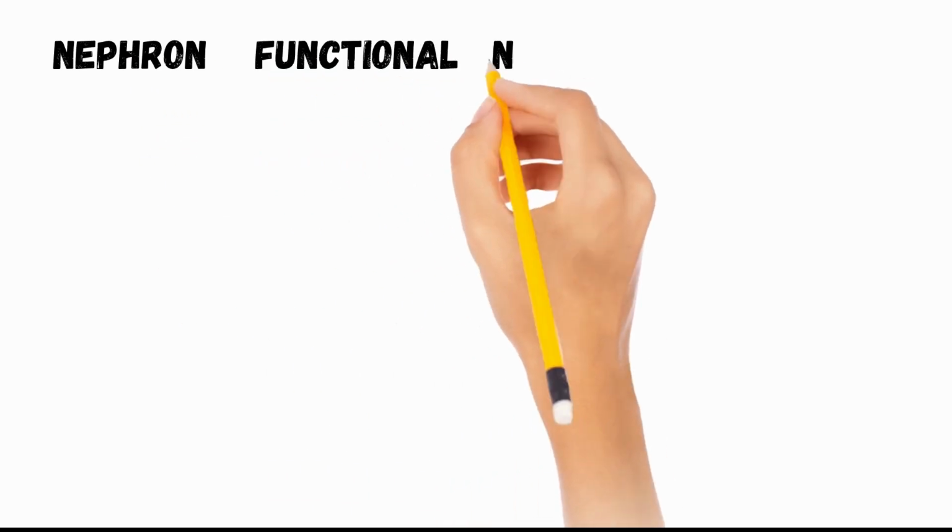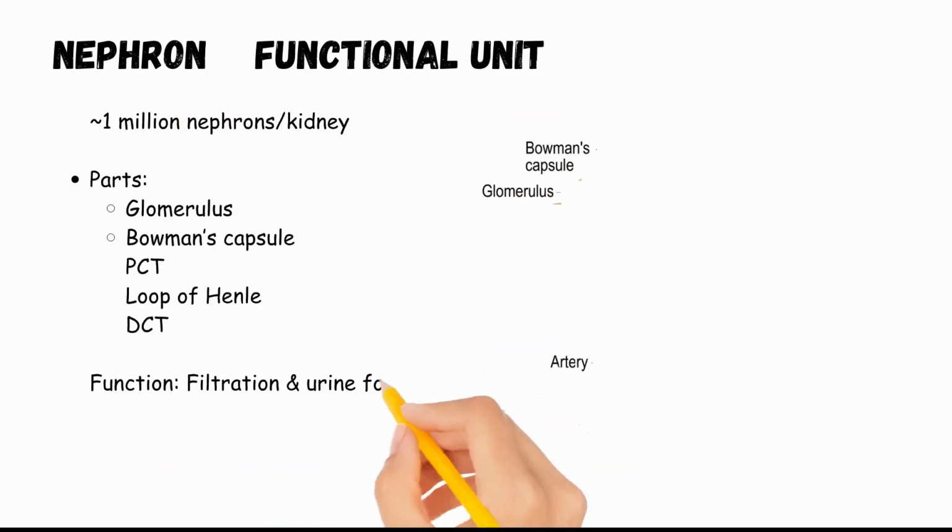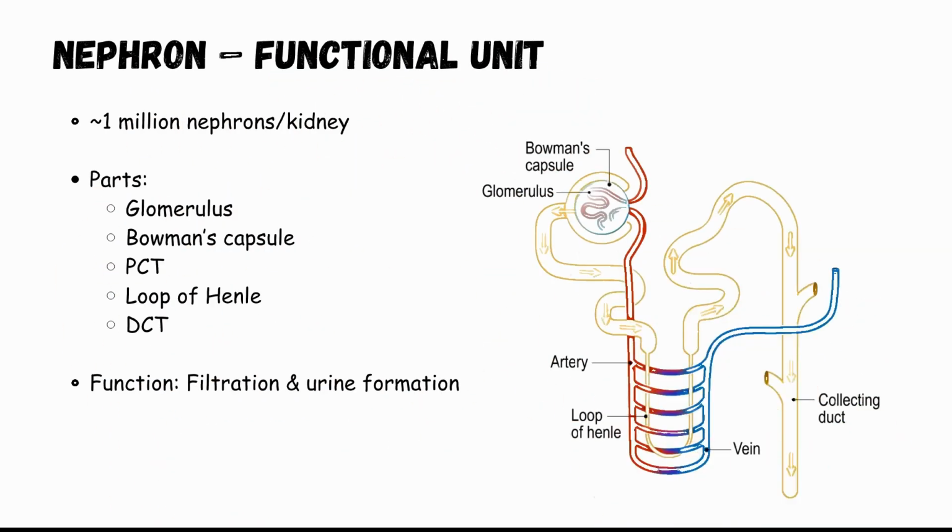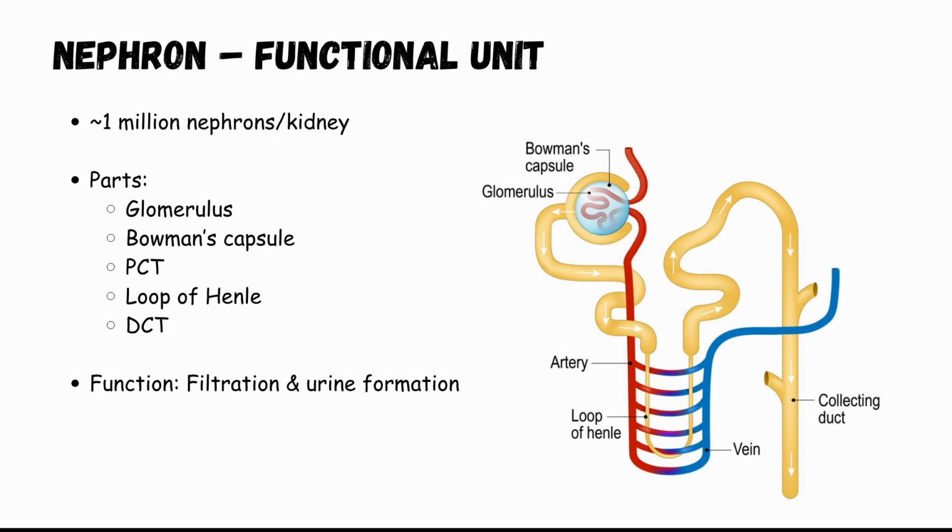The nephron is the functional unit of the kidney, and each kidney contains about 1 million nephrons. It consists of glomerulus, filters blood; Bowman's capsule, collects filtrate; proximal tubule, reabsorption; loop of Henle, concentration mechanism; distal tubule, fine regulation. This structure allows precise control over what is retained and what is excreted.